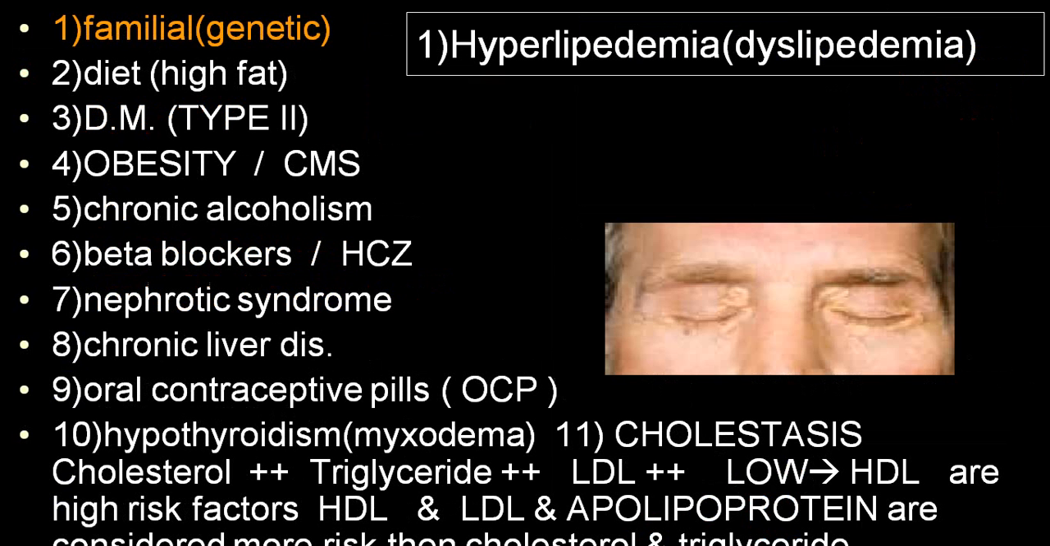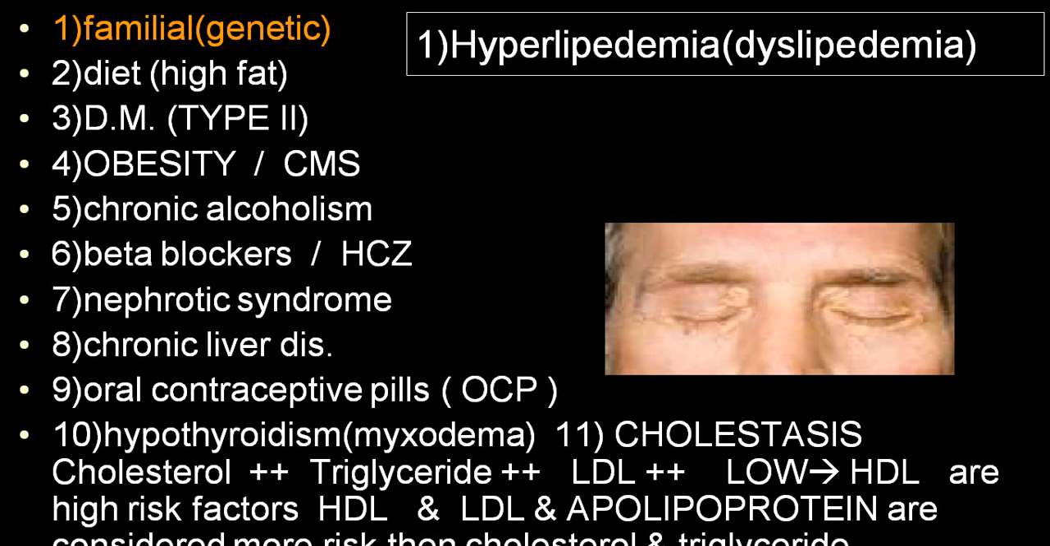As far as hyperlipidemia is concerned, the commonest etiology is familial, or we call it genetic, which accounts for 5%, and 95% of the time it is because of abnormal high fat diet, type 2 diabetes mellitus, obesity, cardiometabolic syndrome, chronic alcoholism, persons who are on beta blockers, hydrochlorothiazides, nephrotic syndrome, chronic liver disease, oral contraceptive pills, particularly in liver disease, obstructive jaundice or cholestasis, and hypothyroidism.